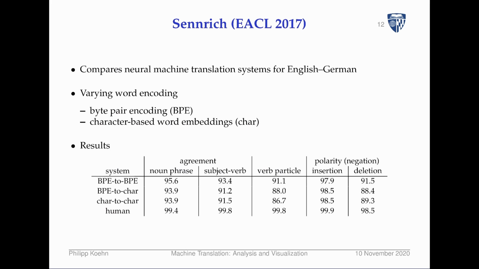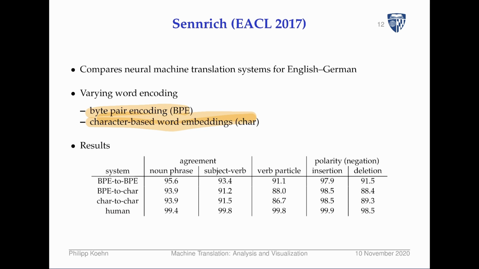So here's a study from 2017 that compares, again, neural machine translation systems for English-German. The way they examine things is they focus on different ways of encoding words, either byte pair encoding or character-based word embedding models. The hope is that character-based word embedding models might do better with morphology because they have a more general notion of how inflected forms are formed, because it looks at the actual character sequence. And here it checks how often one system or the other system gets things right.